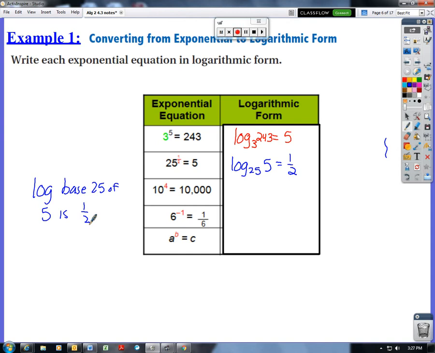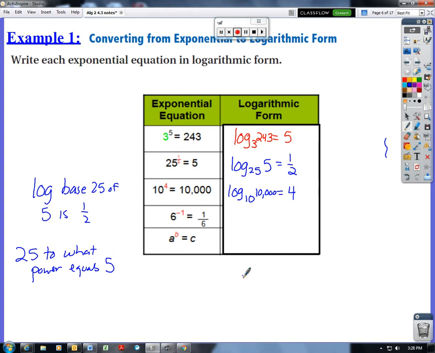And another question you ask yourself, or you would say, 25 to what power equals 5? That's how you read log base 25 of 5. That one's a little harder to think about. Let's do it again on this next one. So this is going to start off with log. We write the base. The base of the exponential is 10. It's going to equal the exponent, which is 4. And then the 10,000 has no place to go but right there.